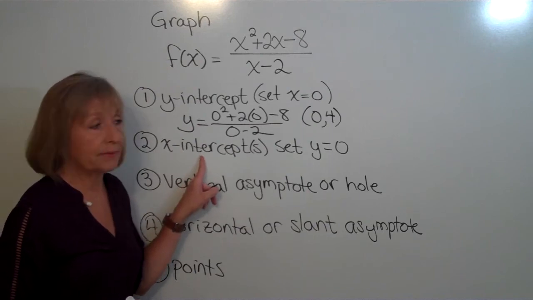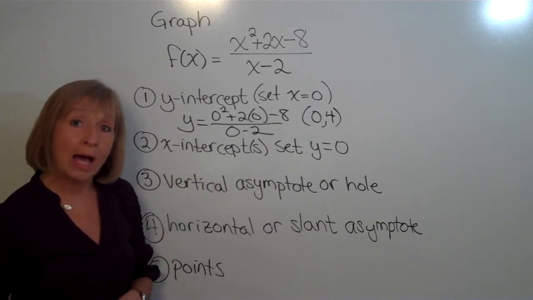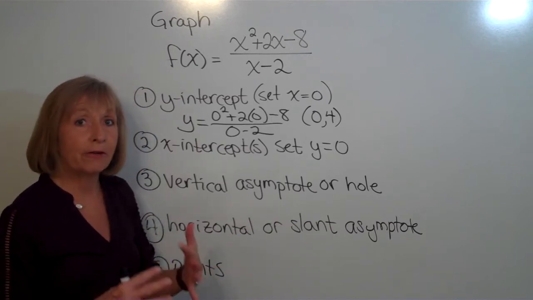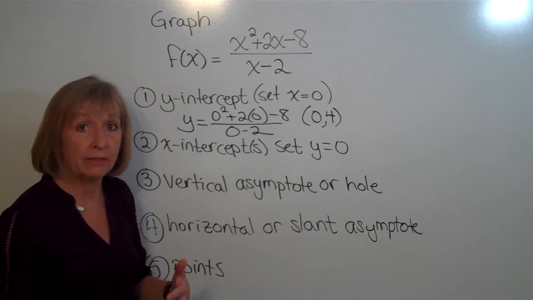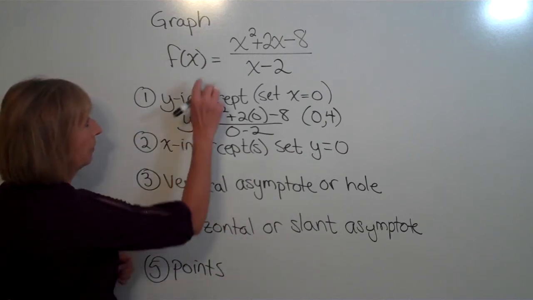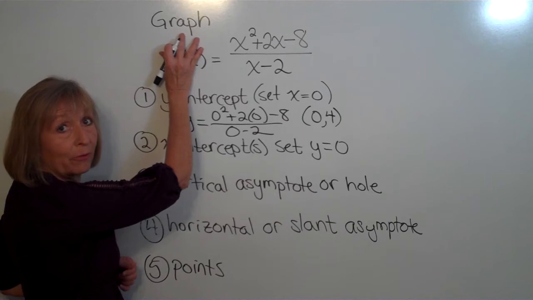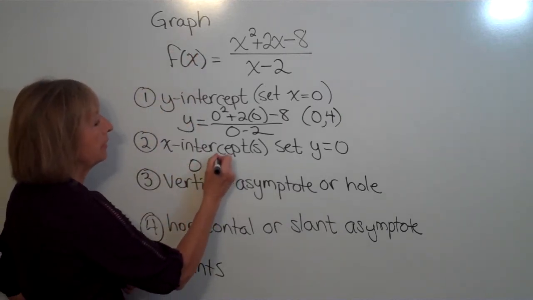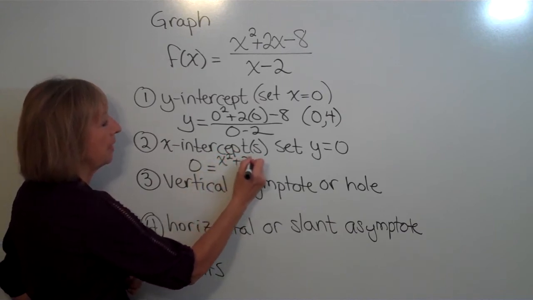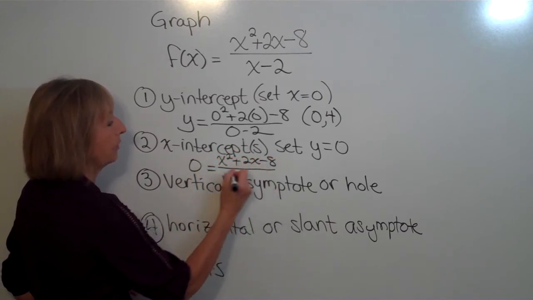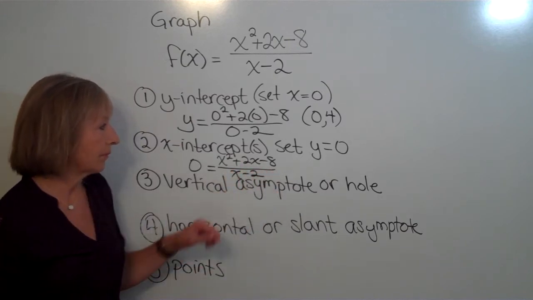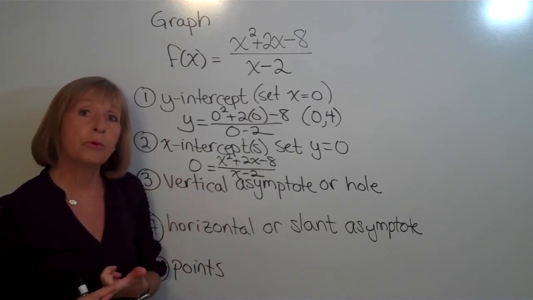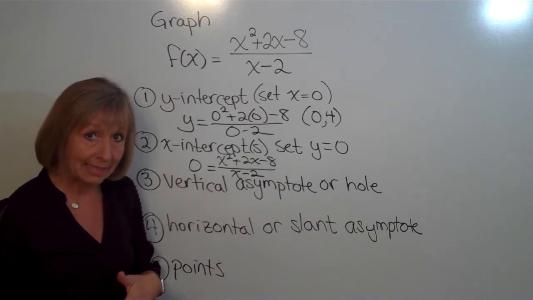Next up, the x-intercepts. For the x-intercepts, you set y equal to 0, and they are the values of x that make the function come out 0, but are also in the domain of the function. So f of x is just another name for y. We're going to put 0 on the left side and write 0 is equal to x squared plus 2x minus 8 over x minus 2. A fraction will come out to be the value 0 when the numerator is 0 as long as the denominator is not 0.